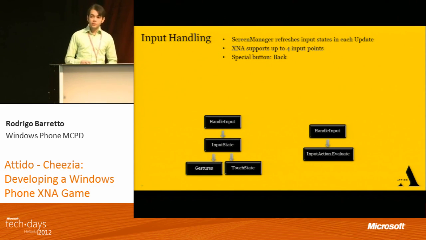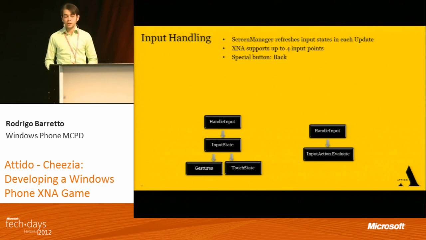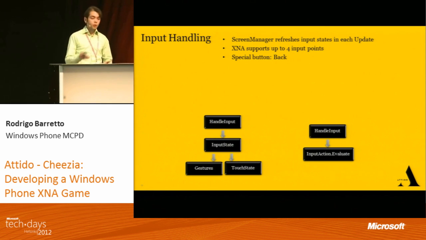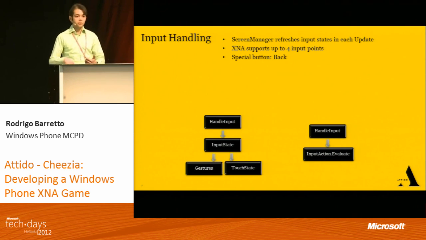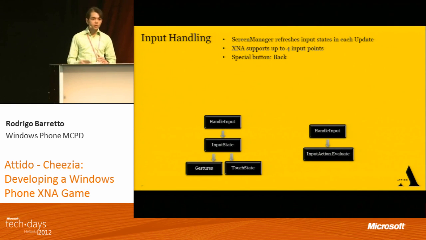And the marketplace has 4 important rules regarding this button that you should be aware of. The first one is if the player's in the gameplay screen, you're going to have to go to the pause state. If he's already in the pause state, you just resume the game. If you're in any other screens other than the main menu, you just go back to the parent. And if you're in the main menu, you exit the game.